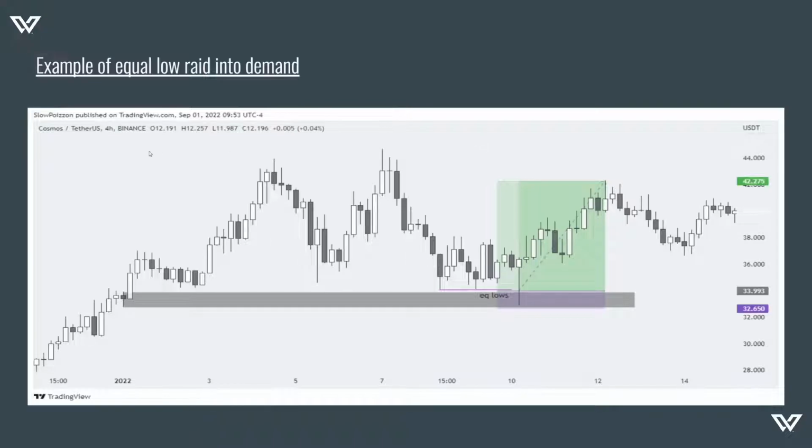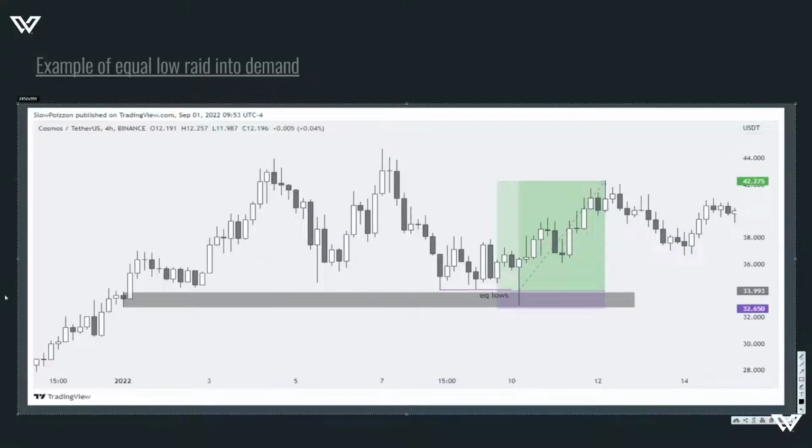So this is an example of an equal low raid into demand. So we have demand here, continuation demand down here. And then you can see how price has got all of these lows set above the demand. We have equal lows swept. You wait for your reversal and you buy this order block here and long here and target buy side liquidity, or you buy the sweep into the demand on the first tap.